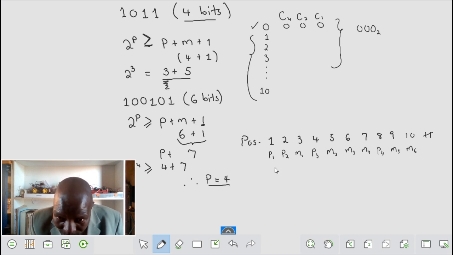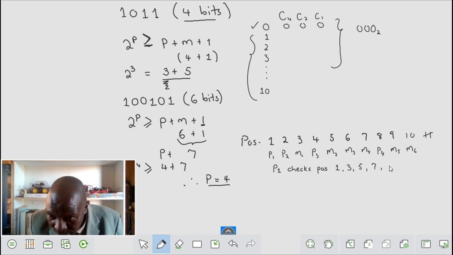We know P1 checks all the odd positions with a 1. So that's position 1. There's a 1 in 3, 2 and 1. There's a 1 in 5, 4 and 1. There's a 1 in 7, 4, 2, 1. There's a 1 in 9. And all these must be even.